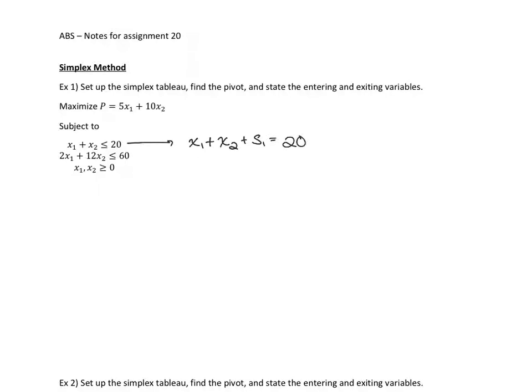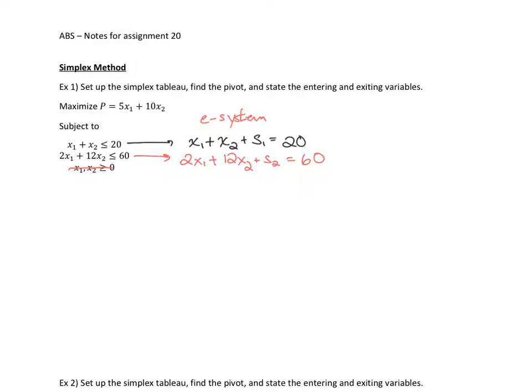Let's see, the second inequality, very similarly, 2x sub 1 plus 12x sub 2. Now, since this is a new equation and this inequality represents a different slack variable, this will be slack 2 equals 60. And these non-negative constraints here, we do not need to include in the simplex tableau. So these are what constitute the E system.